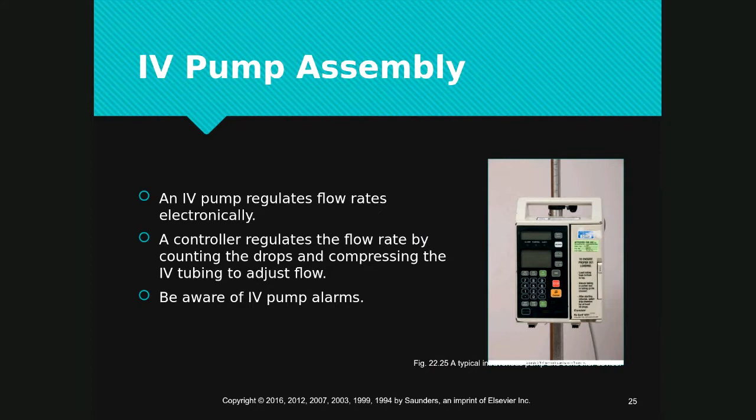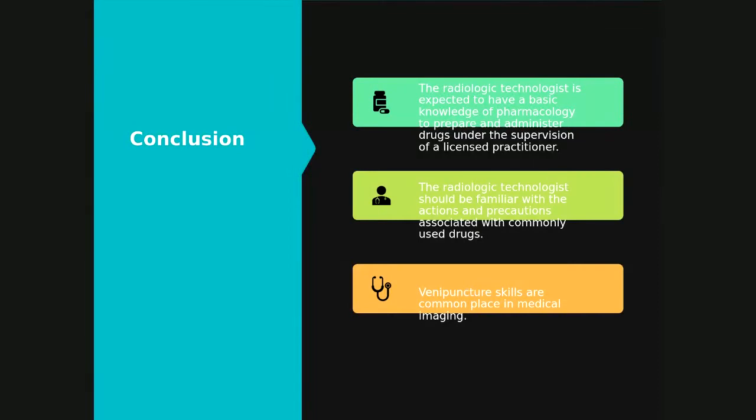The IV pump assembly, this is where the pump regulates the flow rates electronically. It is typically programmed to do that. A controller regulates flow rate by counting the drops, and it compresses the IV tubing to adjust the flow. So, again, be aware of any pump alarms that might go off. And if we're not able or equipped to handle whatever it's telling us, then you want to make sure you get someone who is.